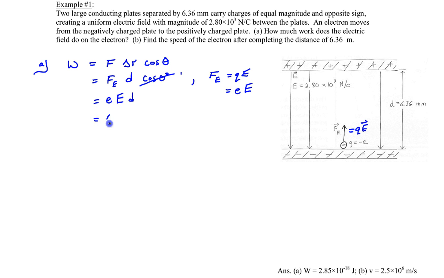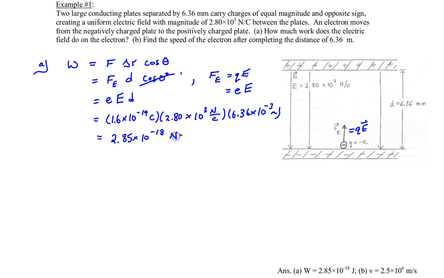The magnitude of the charge of an electron is 1.6 times 10 to the power of negative 19 coulombs, times the electric field strength, which is 2.80 times 10 to the power of 3 newtons per coulomb, and then the distance that is moved in meters is 6.36 times 10 to the power of negative 3 meters. And this gives you an answer of 2.85 times 10 to the power of negative 18 newton meters. If you look at it, the coulombs will cancel out here, and a newton meter is the same thing as a joule. Okay, let's move on to part B now.